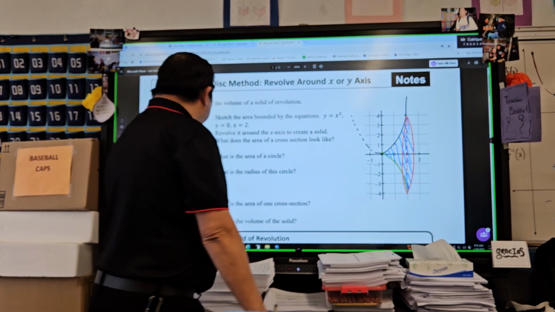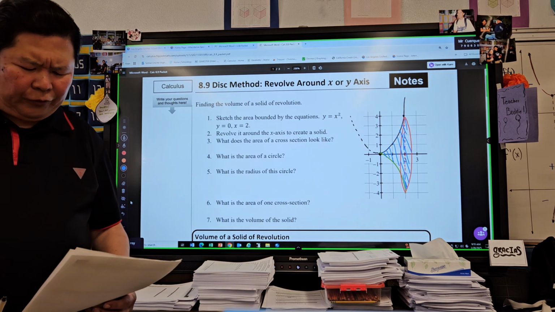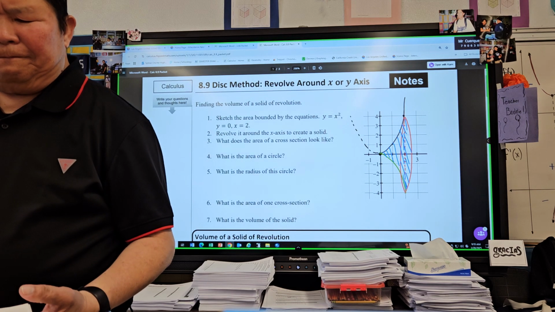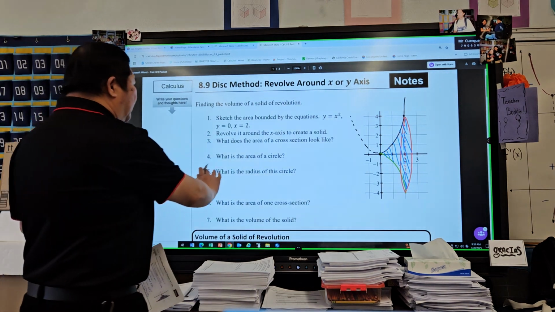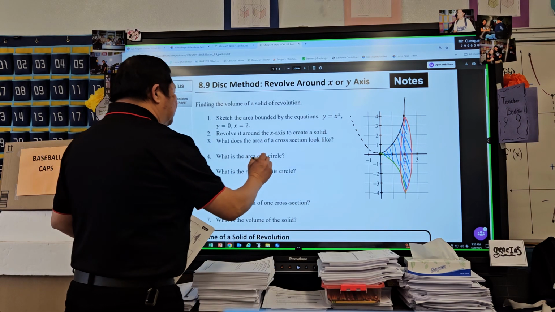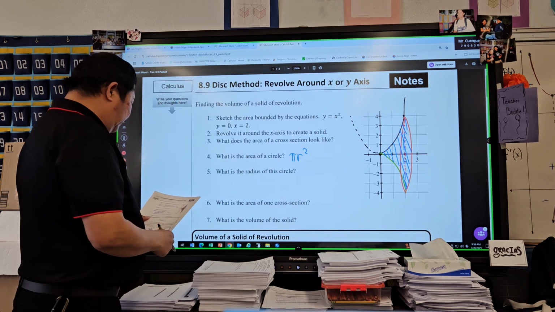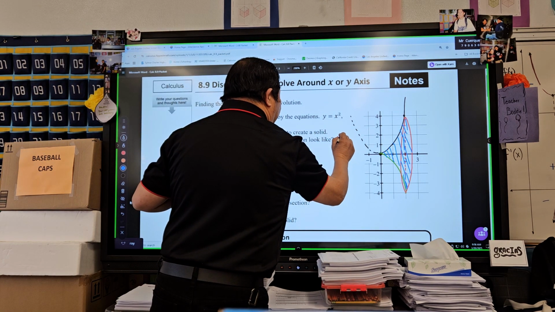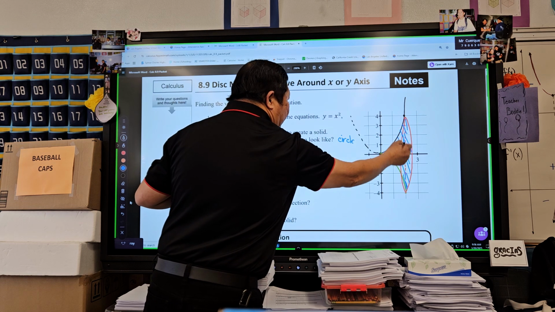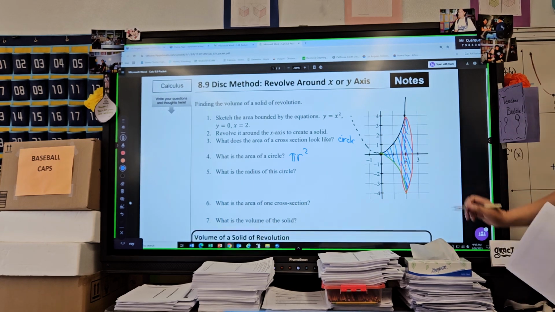So next, what is the area of a circle? Can you still recall the formula for the area of a circle? It's gonna be pi r squared. So can you write down pi r squared? So it looks like a circle, right? I'd like you to look at the red. Looks like a circle.